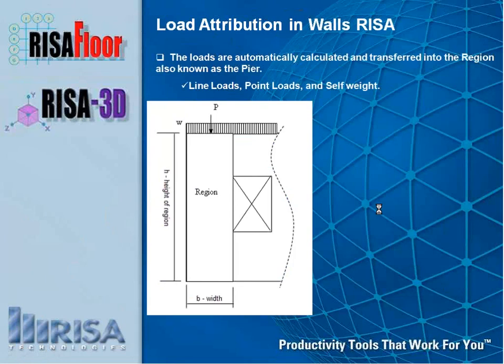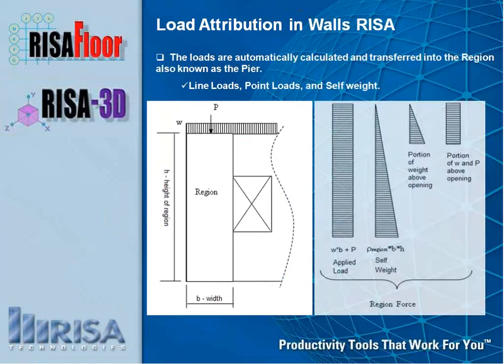So back to our slideshow here, I just want to show a couple more things talking about the load attribution inside of RISA Floor. In particular, we're talking about how RISA Floor distributes the loads because we are taking the loads down vertically, like gravity loads. So we automatically calculate a lot of things into those loads, like line loads, point loads, and self-weight for you. We can see from this picture that we have the height of the wall with the distributed load and the point load calculated in there. Each region gets an applied load, which is the distributed load times its width, plus the P, which is that point load, plus the self-weight of that region. It will also get portions of the weight above and below that opening automatically placed in there for you.